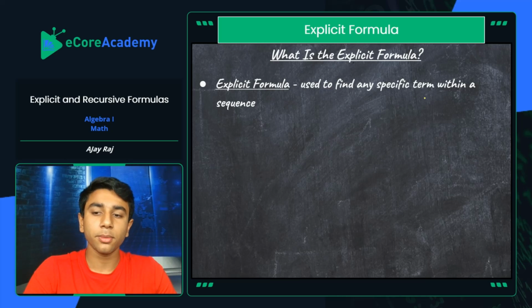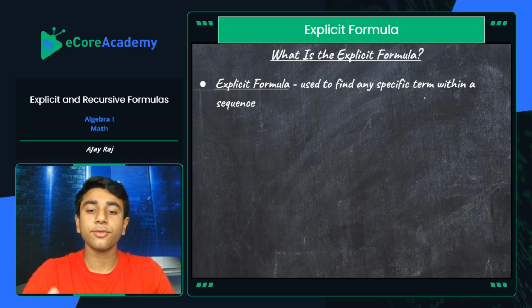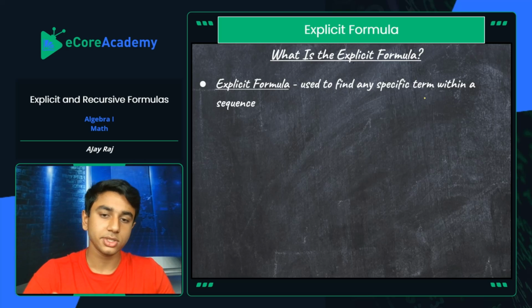However, with this explicit formula, you need more information, you need more variables in the equation, and you need more information about the arithmetic sequence. And once you get more information about the sequence, then of course you can calculate for any specific term. For the recursive formula, you need less information. That's the difference between the explicit and recursive. But you can find any term with this formula.